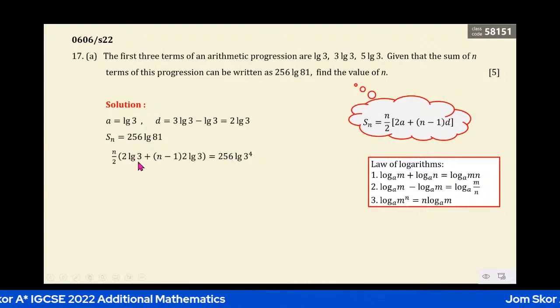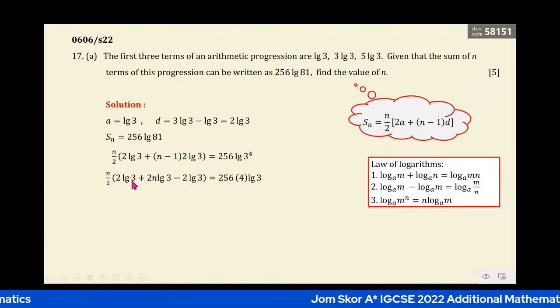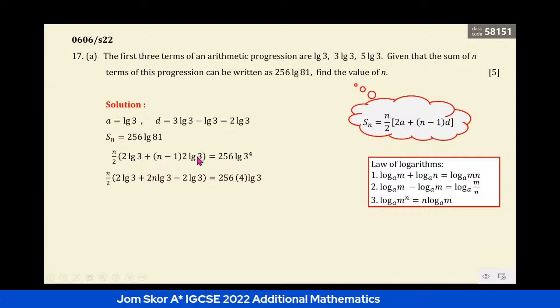Okay, so this one kita expand this bracket first. So you will get 2 log 3. This is 2 log 3. Okay, n times dengan 2 log 3, you will get 2n log 3.